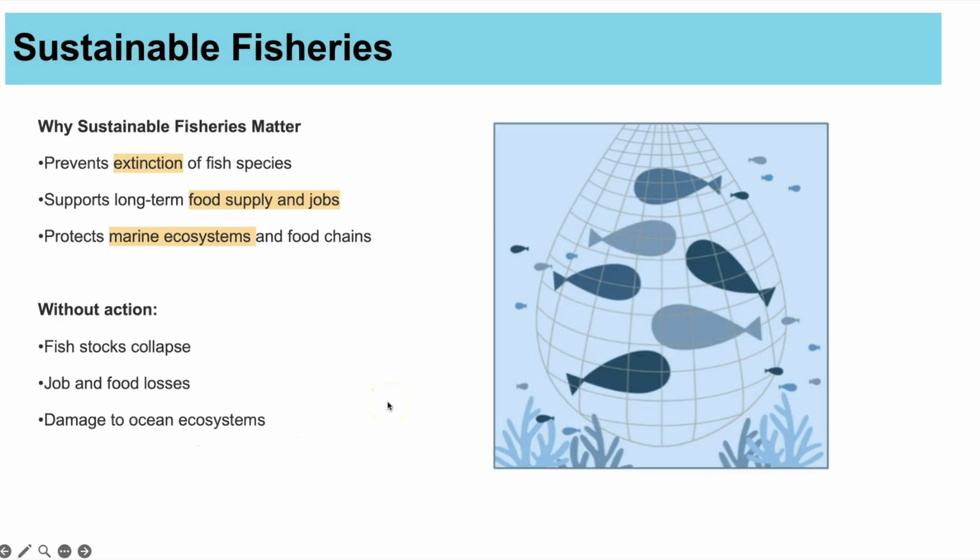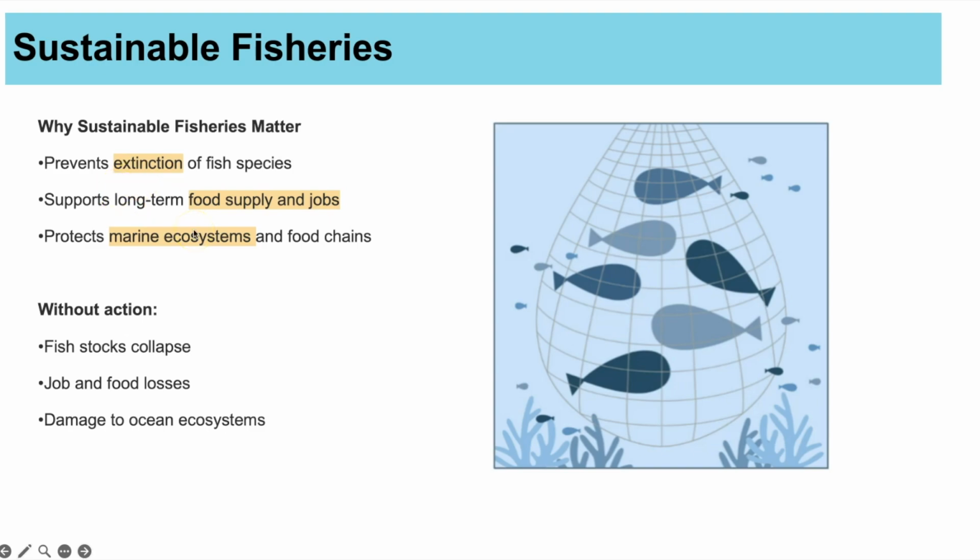Now, a specific example you need to know is sustainable fishing. And what this means is we are fishing in a way that means we aren't causing all the fish to go extinct and they are able to survive future generations. So we have to prevent the extinction of them. It's important because we don't want animals to go extinct.